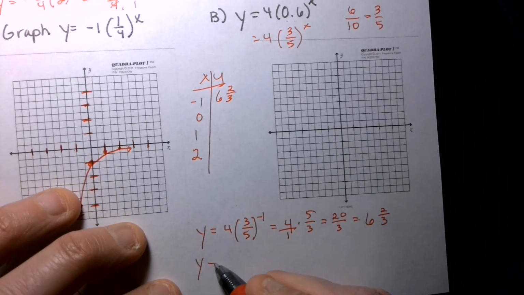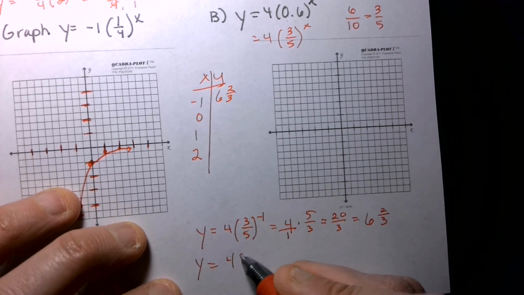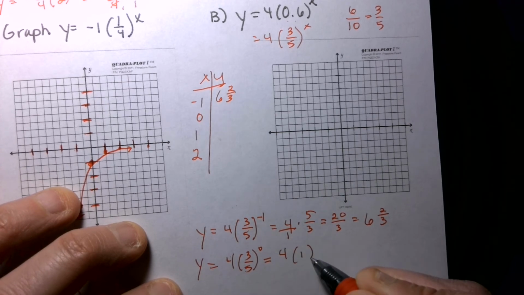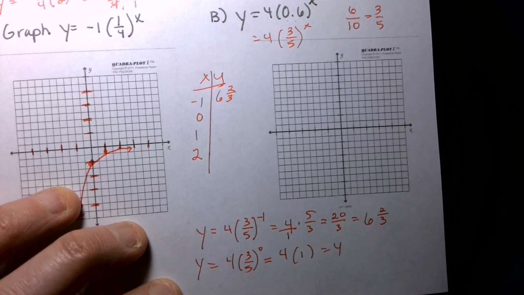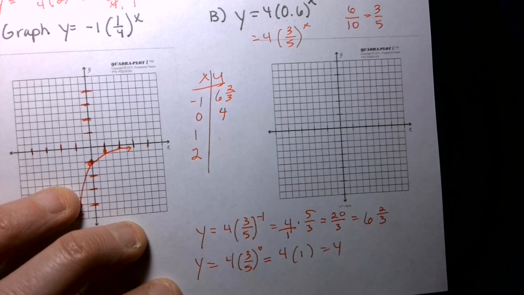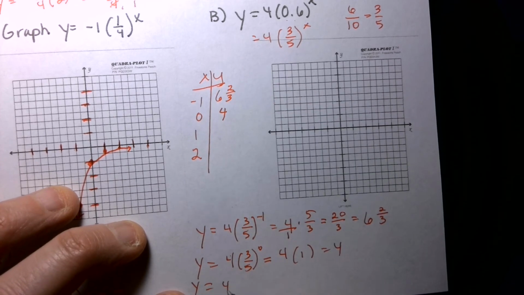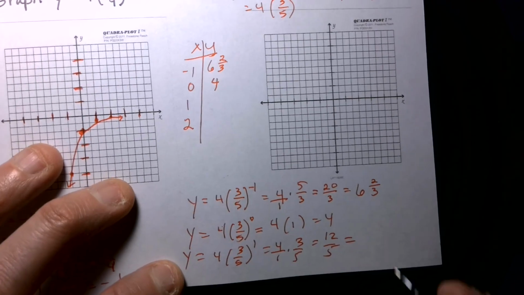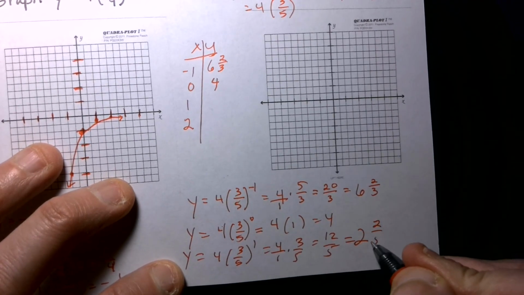All right, y equals 4 times 3/5 raised to the 0. That's 4 times 1, which is 4. And then y equals 4 times 3/5 to the 1 equals 4 times 3/5, which is 12/5. 5 goes into 12 2 times with 2 left over.